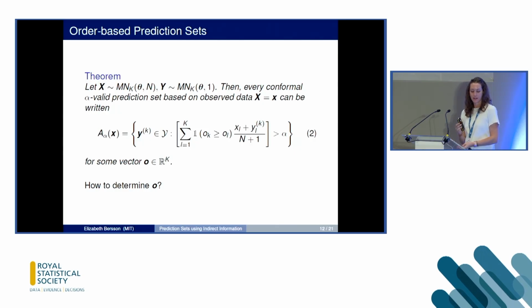that given observed data vector x, you can obtain every conformal alpha valid prediction set. Every conformal prediction set with the appropriate coverage can be written in the same way, where you replace the event probability vector with the empirical probability mass based on your sample. So here, all that remains is how to determine the ordering.